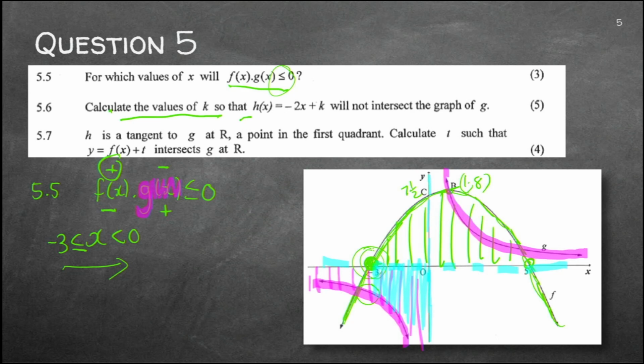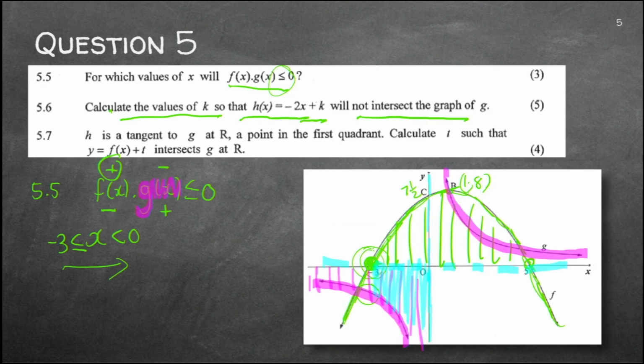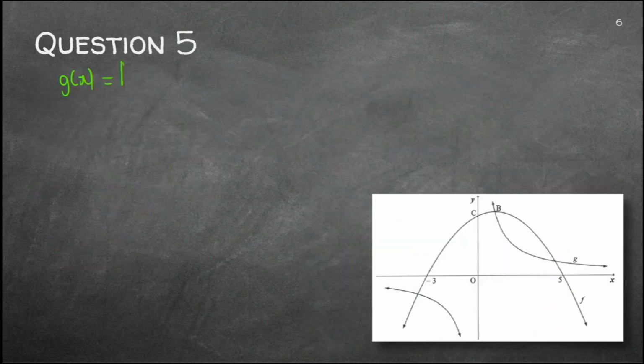Calculate the values for k so that h(x) equal to -2x plus k will not intersect the graph of g. So what can we do? Look carefully. If they were to intersect, it means g(x) should be equal to h(x). So I'm going to put them equal to each other. I'm going to say -2x plus k should then be equal to 8 over x.